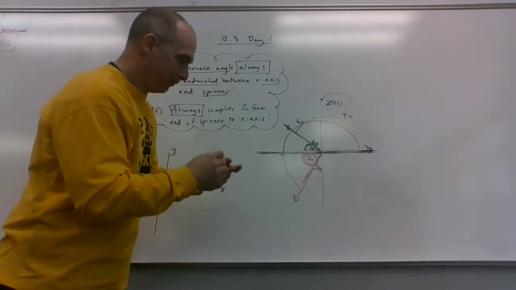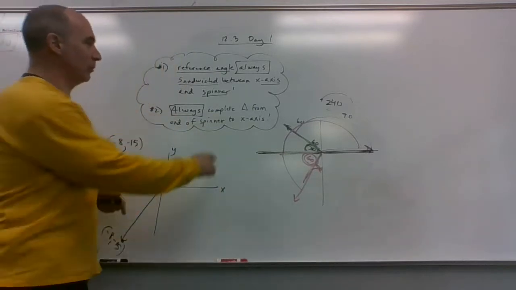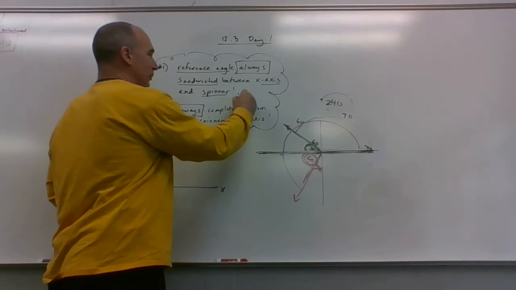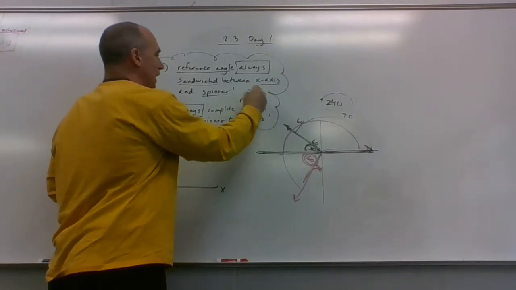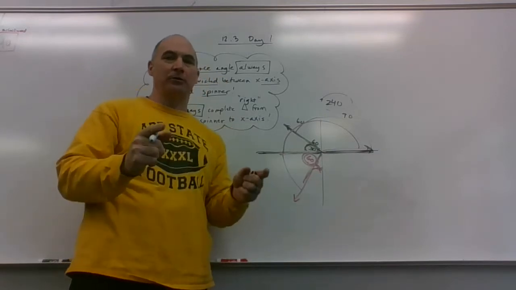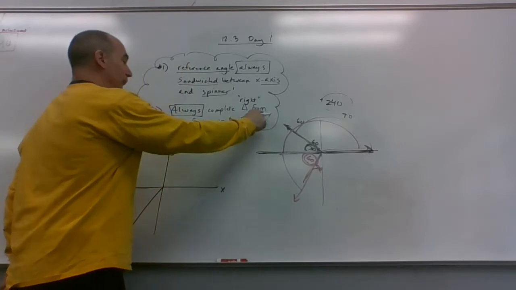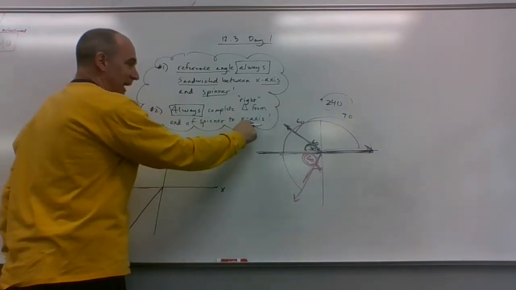With that in mind, let's go on to the second rule. Always complete your triangle. Now, if I wanted to be more specific, I'd say your right triangle, because you cannot use SOHCAHTOA if you don't have a right triangle, because how could there be a hypotenuse without having a right triangle? So from the end of the spinner to the x-axis.